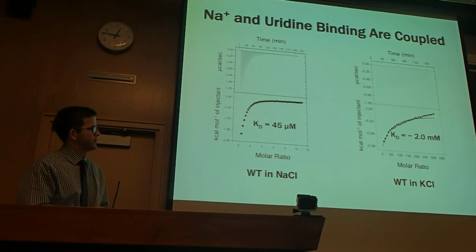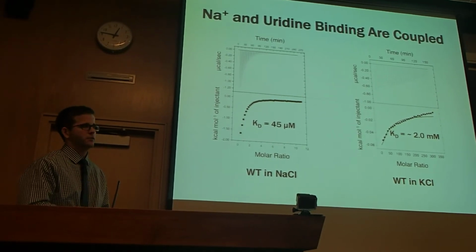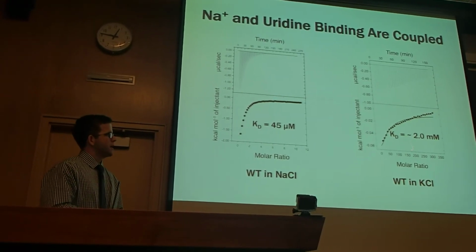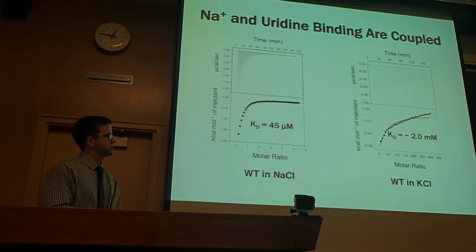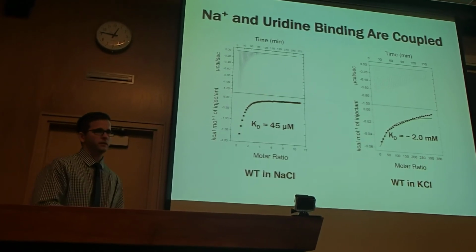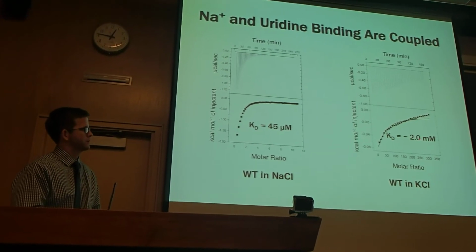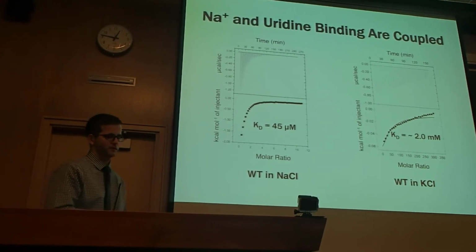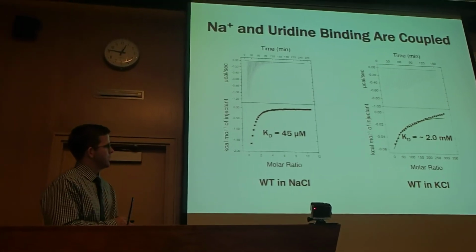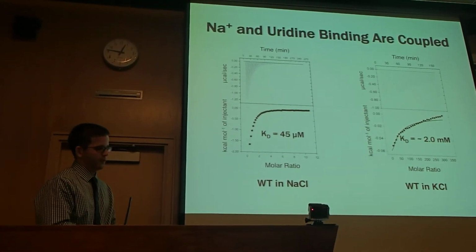So we measured the KD of VCCNT for uridine using ITC in potassium chloride conditions and saw a significant loss of binding affinity to about 2 millimolar. But it was hard to really efficiently or accurately measure this value because the heats were so low. While in sodium chloride, we get a 45 micromolar KD.